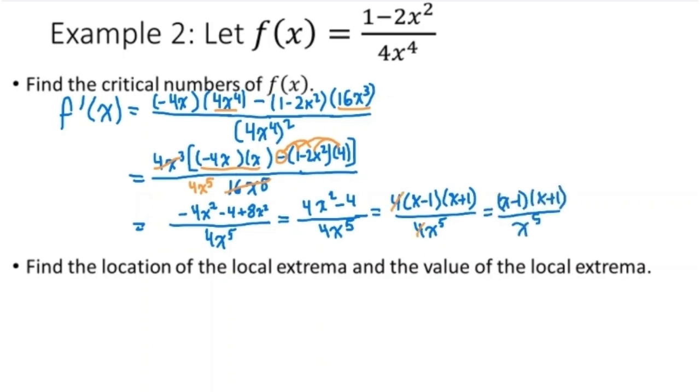So our derivative would simplify to (x - 1)(x + 1) all over x to the fifth. Now we can find our critical numbers. We'll start off by finding where our derivative is undefined. Since our derivative involves division, we want to see when our denominator x to the fifth equals 0. x to the fifth equals 0 when x equals 0.